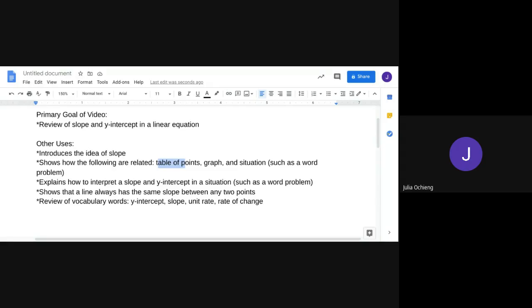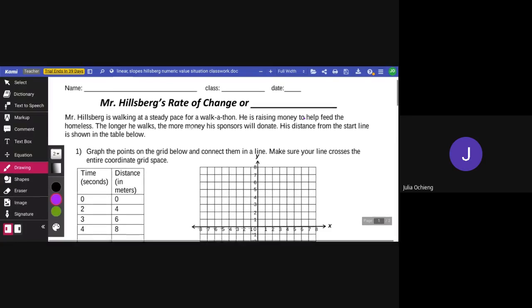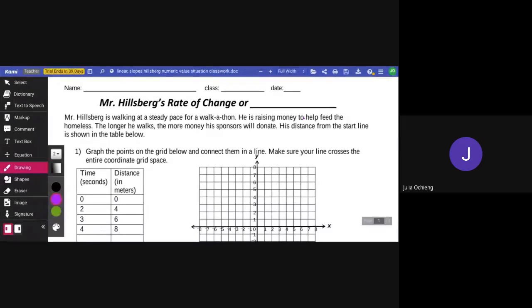Okay, so let's take a look at a sample problem and walk through it step by step. So Mr. Hillsberg's rate of change, and in this blank, we're looking for another vocabulary word that means the same thing as rate of change. And it's the meaning of rate of change when you have a line. So when you graph a line, the meaning of a rate of change is a slope. So a slope is just the rate of change when you graph it in a line.